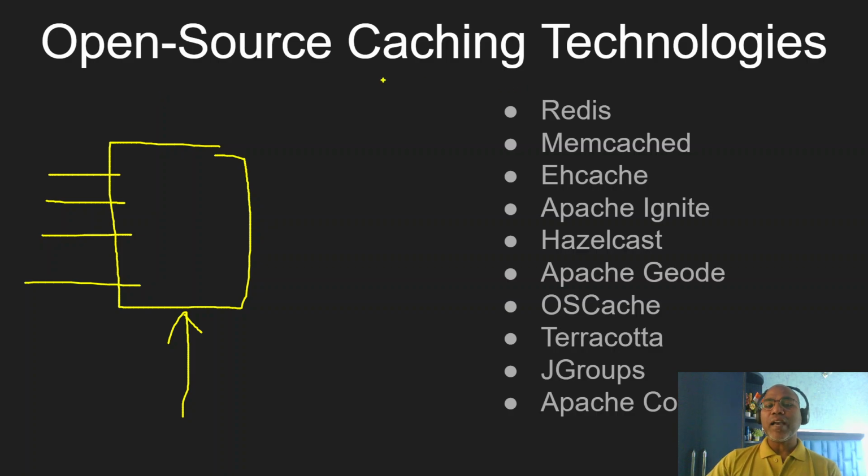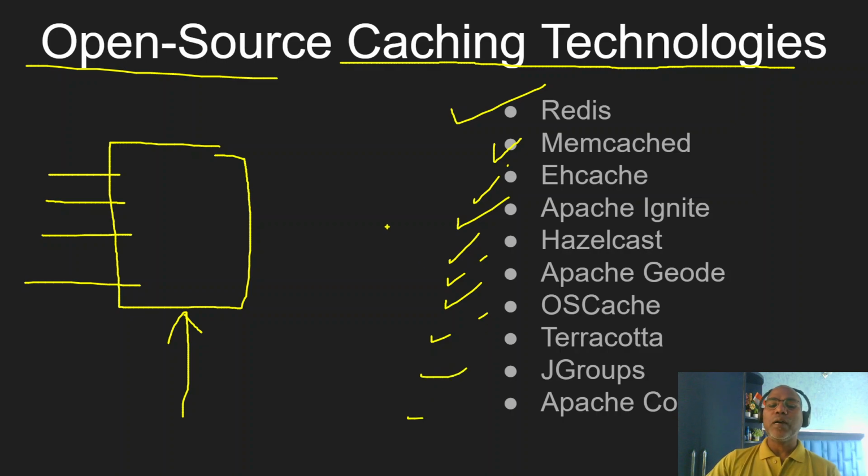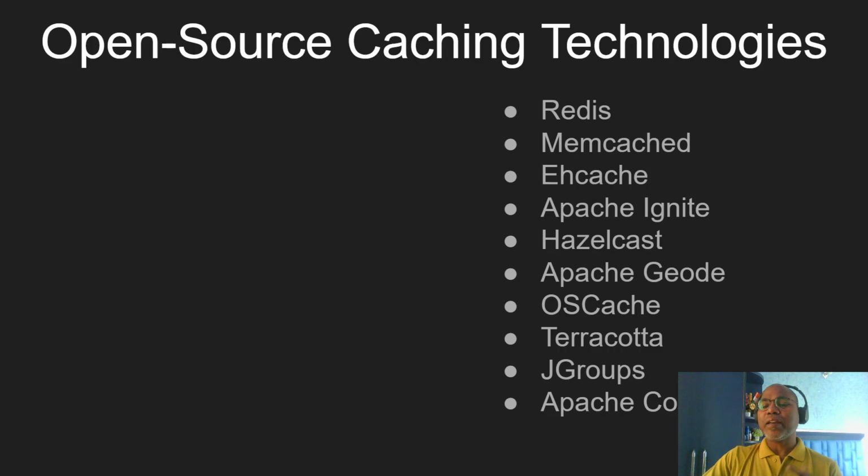Caching technologies are available in open source environments as well as commercial ones. If you want an open source solution, go for Redis, Memcached, Ehcache, Hazelcast, Terracotta, JGroups, Apache Commons Caching. Lots of caching technologies are already in place as open source for you. You just decide: this is my application, this is my database, and between them I am going to apply this cache, and a cache server is available for you. So good option.